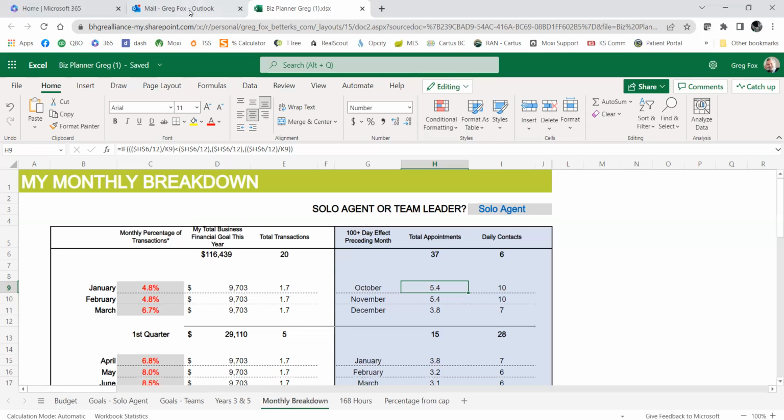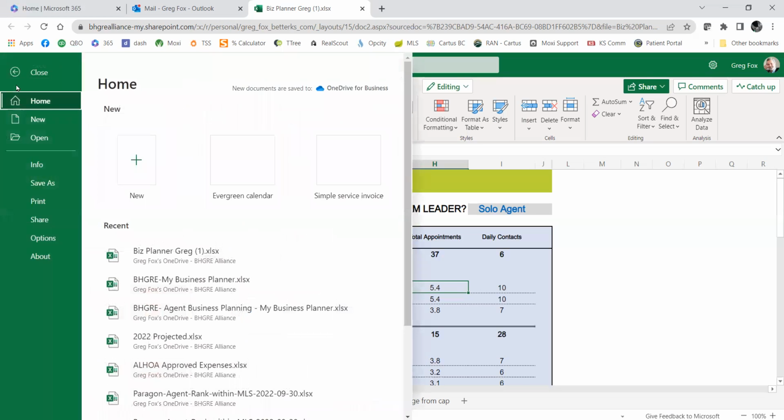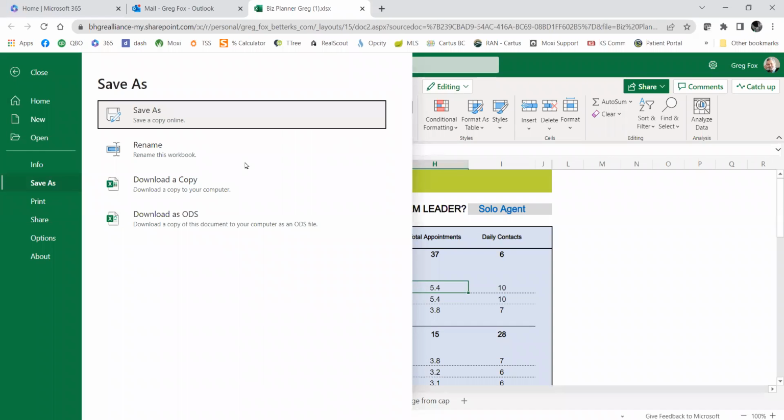You have the one that's live. This is live. Okay. Is this what you mean? Yes, click save as, download a copy. Did that, but then it wouldn't let me save a copy online. Download a copy is where you'd want to go. I have no idea what ODS is.